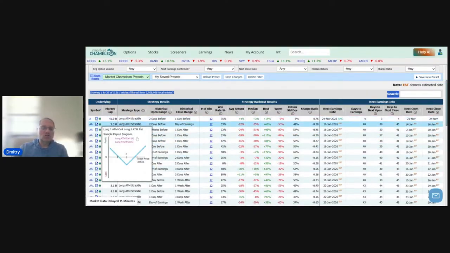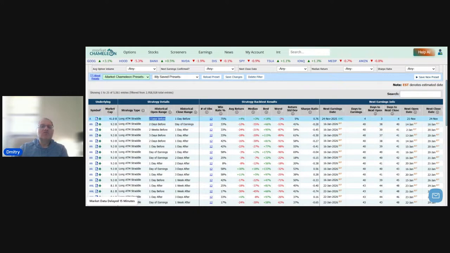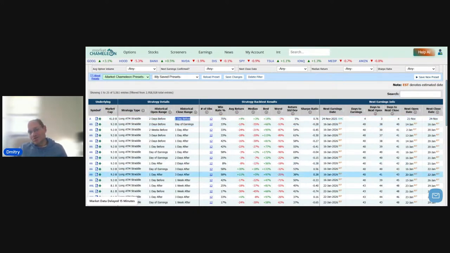These are long at-the-money straddles, but we have different date ranges that we could test, right? Because we could look at a straddle 2 days before earnings or 3 days before earnings, and we could look at that straddle, even how it performed right before earnings or after earnings, or even wait more than a week after earnings.